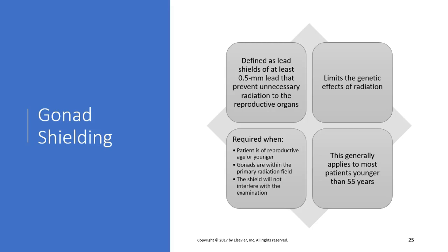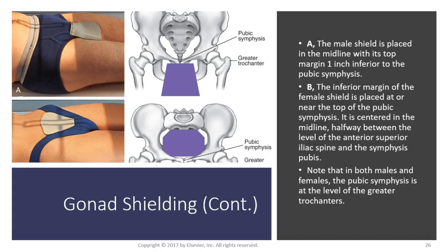So when the patient is reproductive age or younger, gonads are within the primary radiation field, and the shield will not interfere with the exam. This generally applies to most patients younger than 55. 55 is the general rule, but some places say 60, 70, whatever it is. You can see here on a male, we will shield below the pubic symphysis. On a female, we'll shield above the pubic symphysis if we're taking an x-ray of someone of reproductive age.